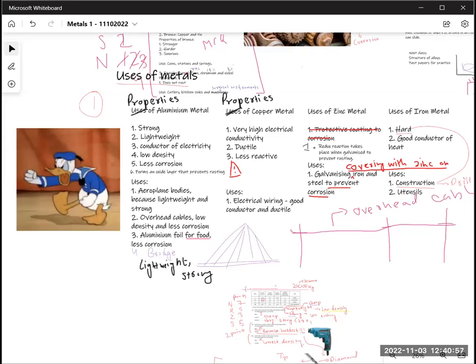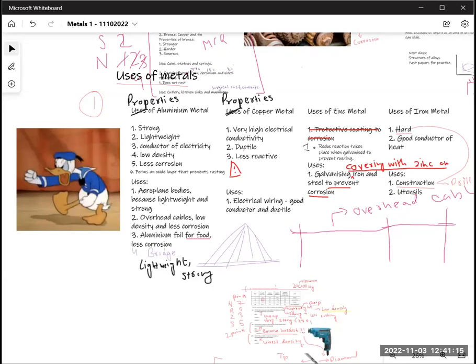Sir, I just joined back. What are we doing? All right, let's recap. What we did so far was the properties of aluminium metal, what they are, and the reasons why they're used in such a way, like in airplane bodies.